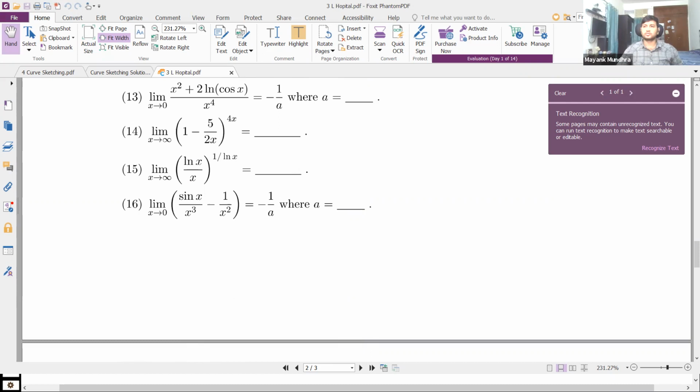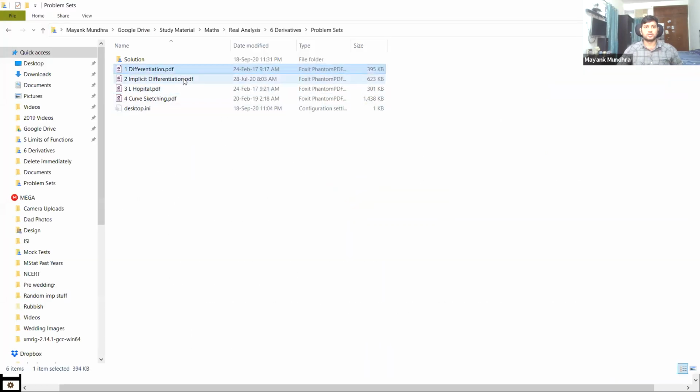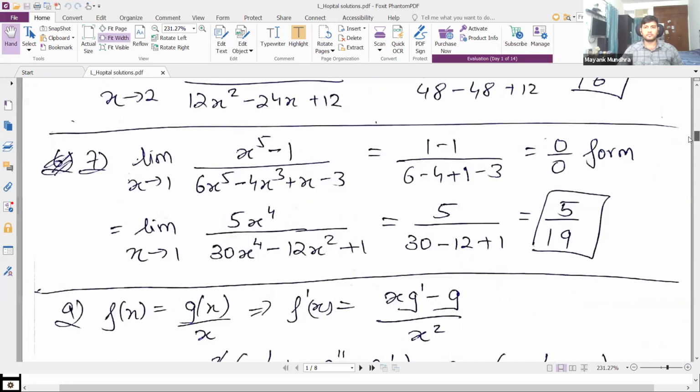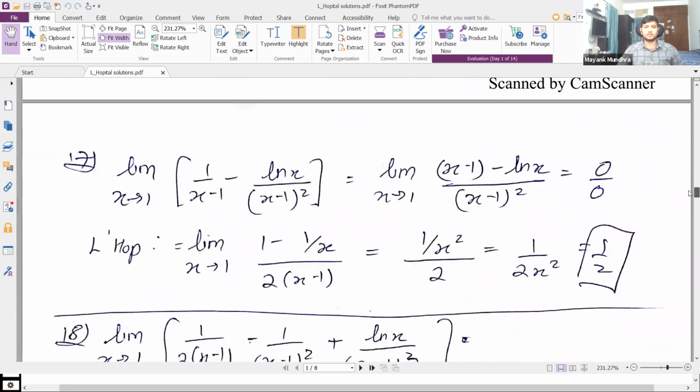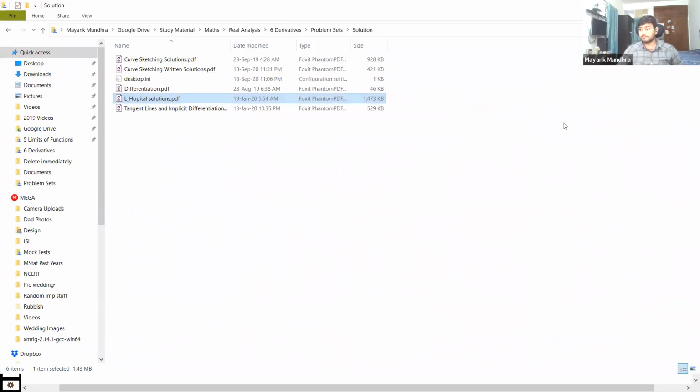All right. So that wraps up optimization. You have a lot of homework for this week. Implicit differentiation and differentiation, I'm guessing you would have already done. Those are going to be easier ones. Curve sketching and L'Hopital are going to be the more difficult ones. I've given the L'Hopital solutions. Some of them may be wrong, so look out for the wrong ones.